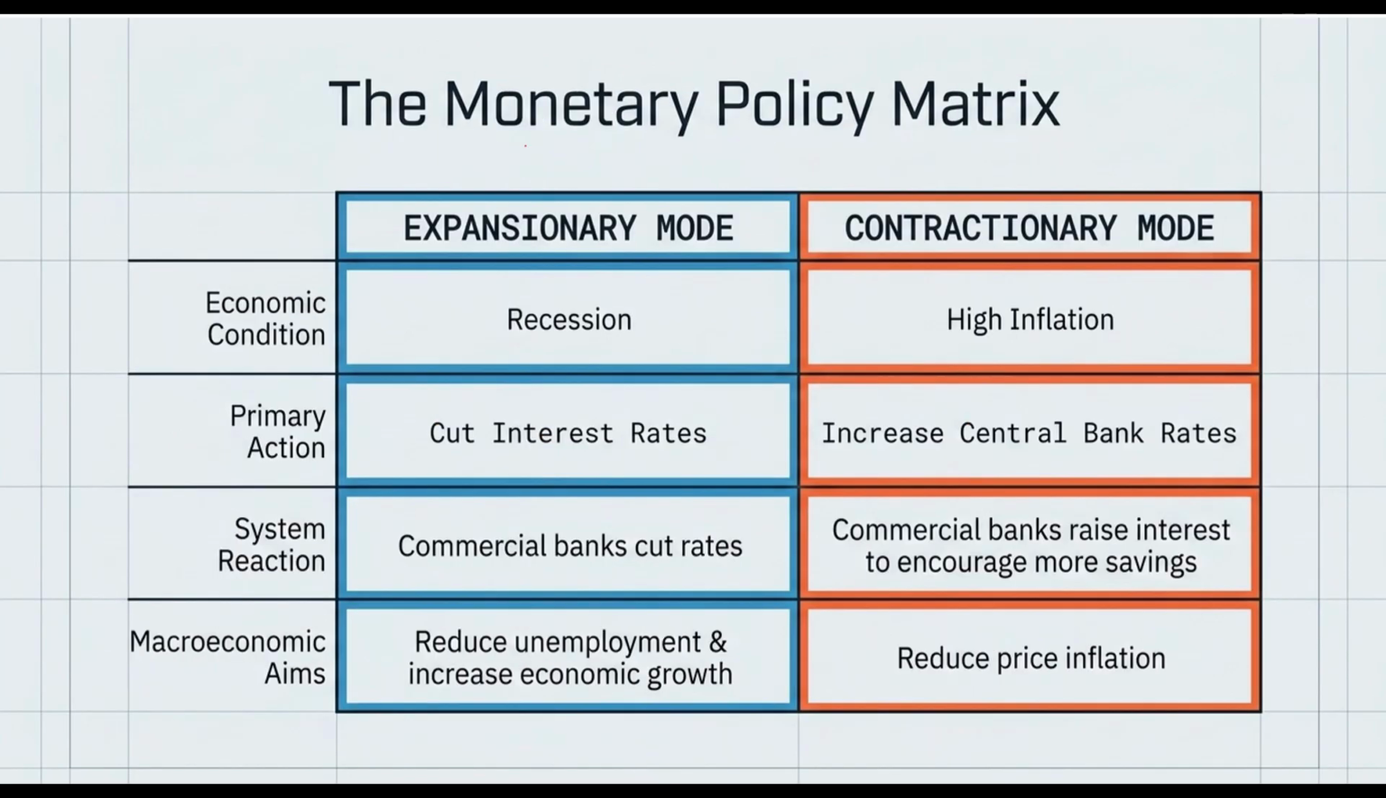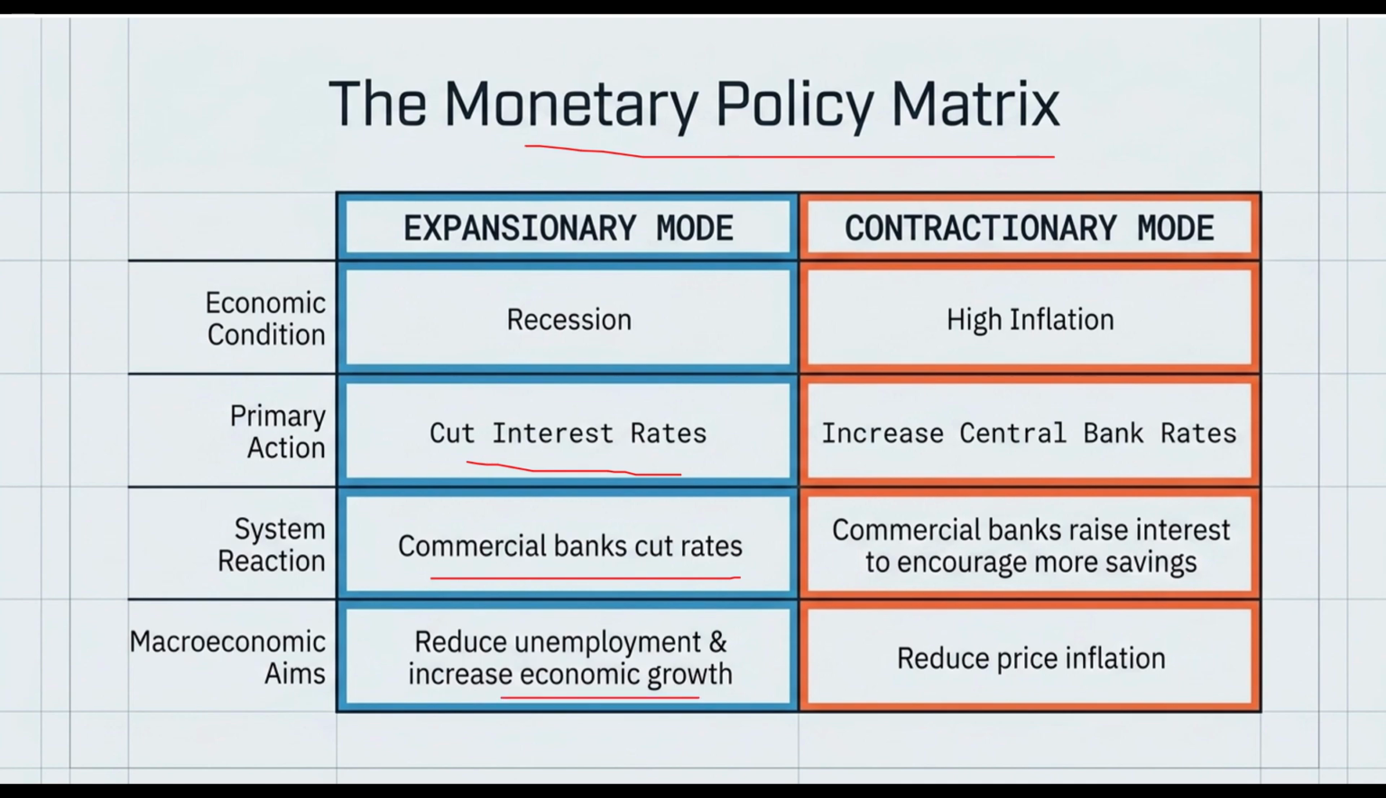Now let's see the monetary policy matrix. The table summarizes the two major approaches to monetary policy. On the left, you can see the recession, and on the right, you can see the inflation period. So here, the primary action is cutting the interest rate, right? During recession, we will cut the interest rate. Then commercial banks lower rates, right? Commercial banks also cut. Then reducing unemployment and stimulating economic growth is their major objective.